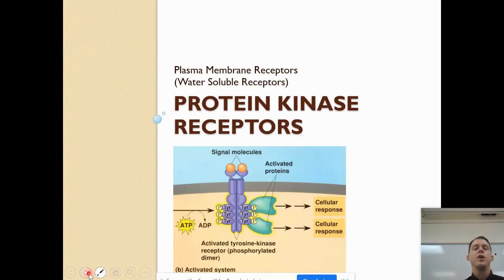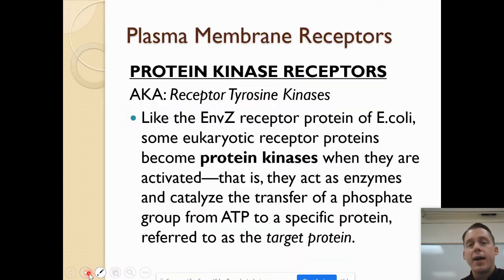Okay, so moving on to receptor number 2, protein kinase receptors. These are interesting, a little more complicated than an ion channel. A protein kinase receptor is going to be one that involves a kinase. So think about, all right, what's a kinase? You should already know that a kinase is going to phosphorylate something. So these receptors are going to act as enzymes, and they're going to catalyze the transfer of a phosphate group from ATP to a protein. And we're going to refer to that protein as a target protein.